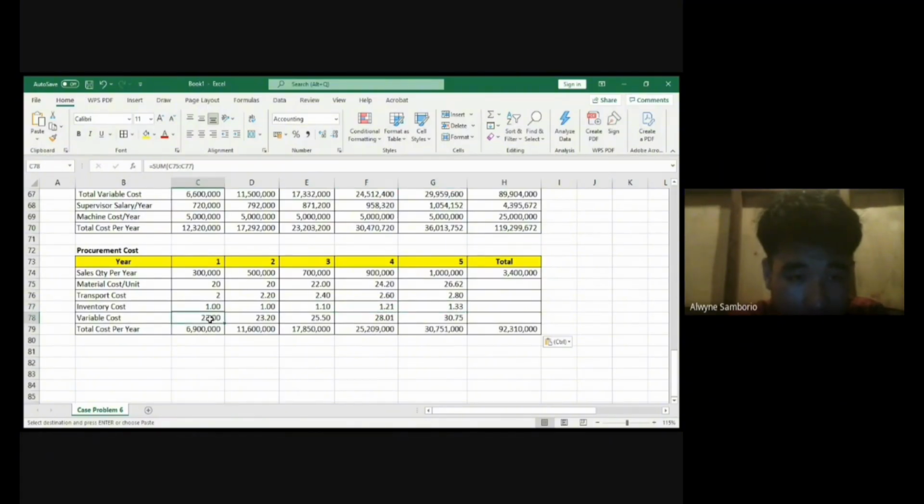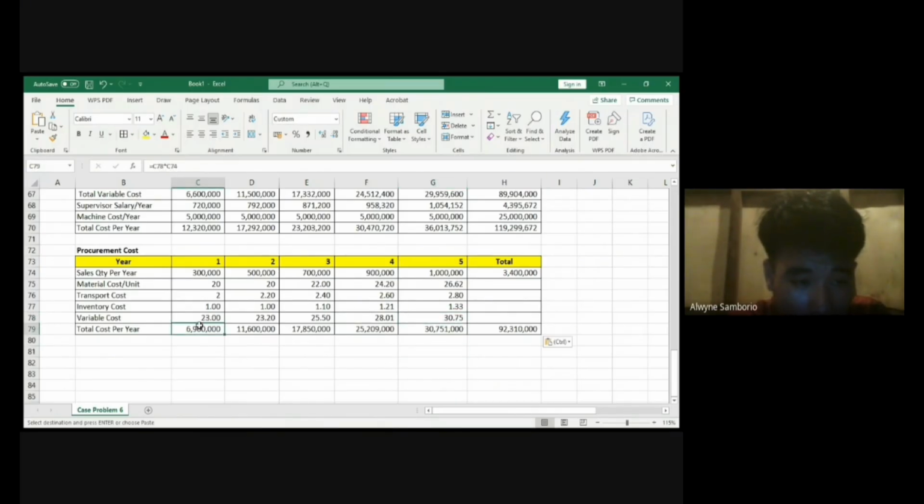So in order to find the variable cost, we just have to sum up the material cost, transportation cost, and the inventory cost. So for the first year, we have 23, second year 23.20, third year 25.5, 28.01 for the fourth year, and then 30.75 for the fifth year.